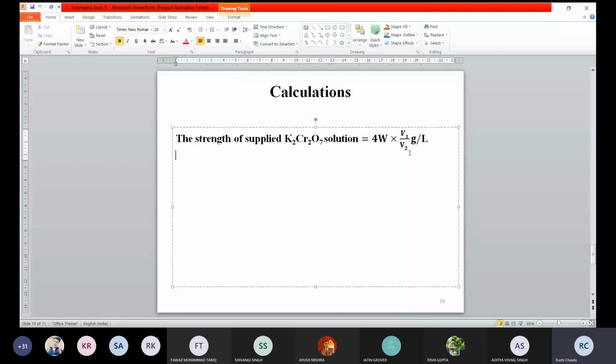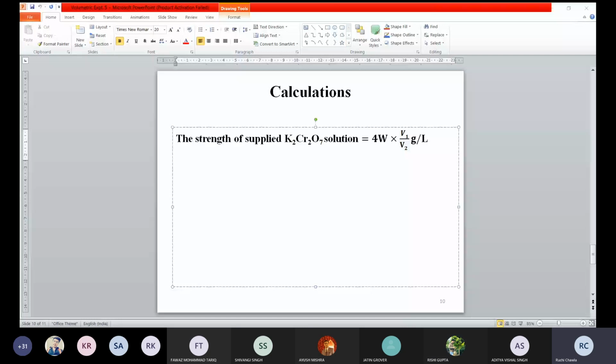Can you tell me the principle on which the derivation will be based? What principle will you apply for deriving this formula? It is volumetric calculation. Law of equivalence. Yes, principle of chemical equivalence, that will be applied, and it will be applied between which two substances? Ferrous ammonium sulfate and K2Cr2O7. Yes, ferrous ammonium sulfate and potassium dichromate.